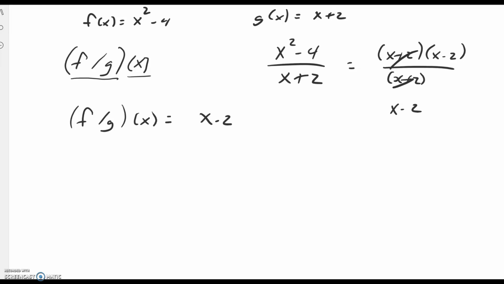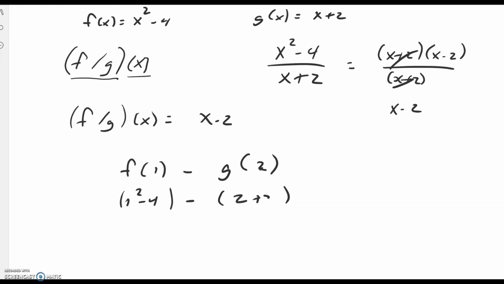So all different kinds of things you can do with function notation, but the most basic one, and I'll give one last example of this, is to just have some directions, something like this. And what should you do? You should evaluate the function f by inputting 1. That will give you 1 squared minus 4. And you should evaluate the function g by inputting 2. That will give you 2 plus 2. So we have 1 take away 4 is negative 3. 2 plus 2 is 4. Negative 3 take away 4 is negative 7.